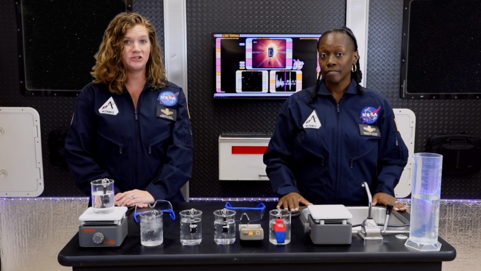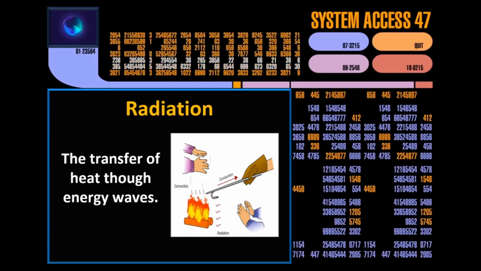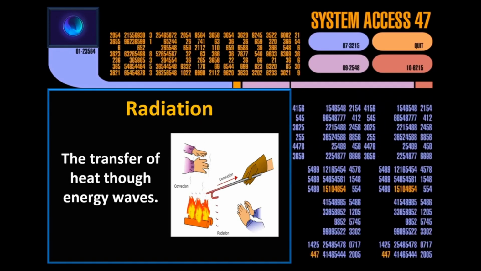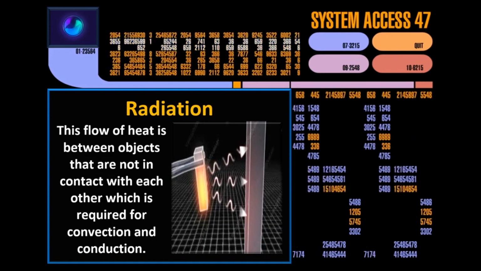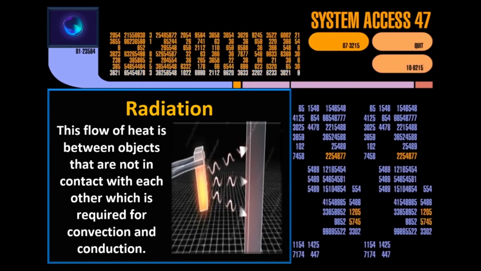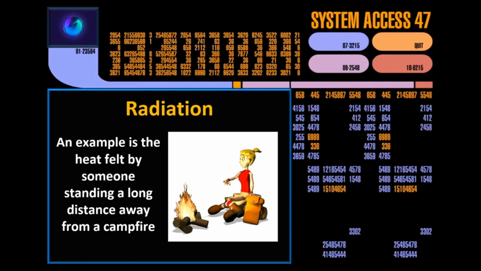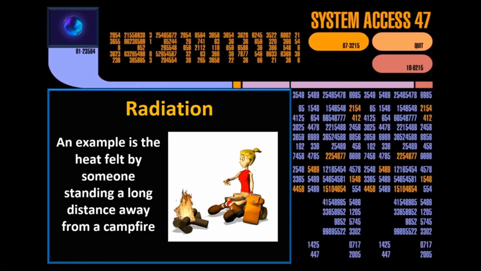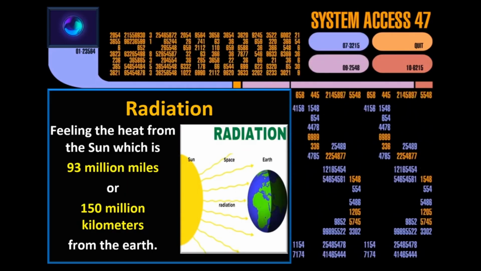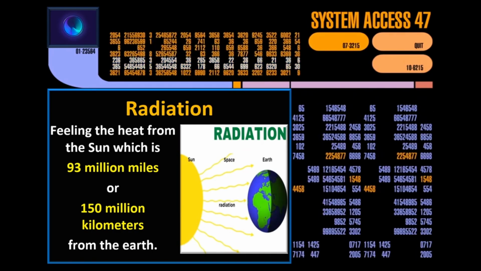Aurora, could you please define the process of radiation? I would be happy to, Engineer Ross. Radiation is the transfer of heat through energy waves. This flow of heat is between objects that are not in contact with each other, which is required for convection and conduction. An example is the heat felt by someone standing a long distance away from a campfire or feeling the heat from the sun, which is 93 million miles or 150 million kilometers from the Earth.